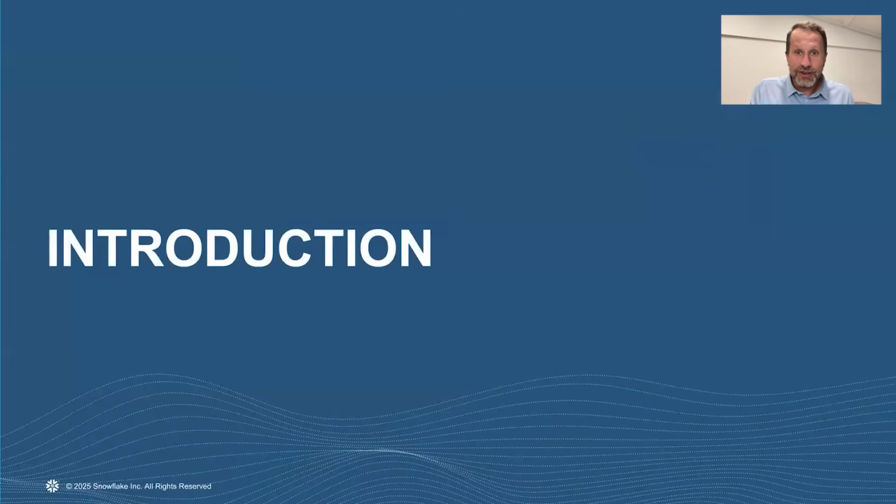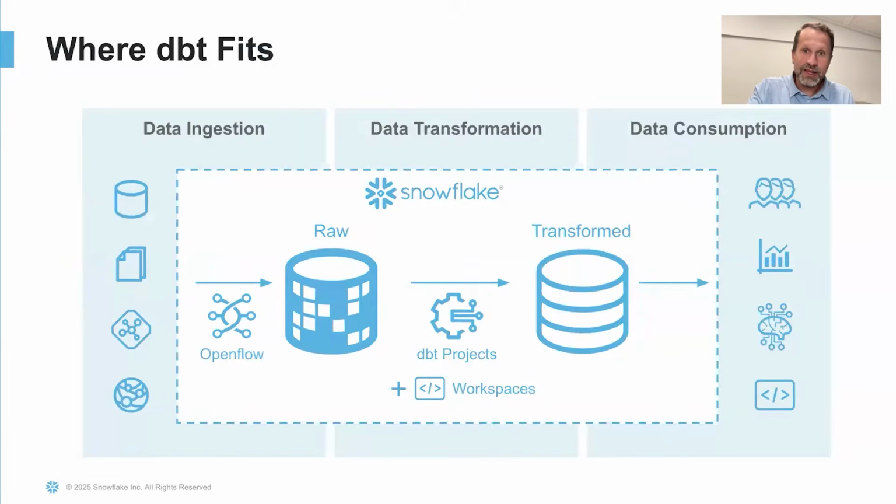So let's just jump right in here on the introduction. If you attended one of my sessions before, you know I like to start with a data engineering high-level overview. And I like to always break down data engineering into three phases: ingestion, transformation, and consumption. I think this is just a very helpful framework. When it comes to ingesting data, our goal is to get data from sources into a raw zone. And for that, for data ingestion, we have an exciting new feature, OpenFlow in Snowflake, that lets you connect to those sources and ingest the data.